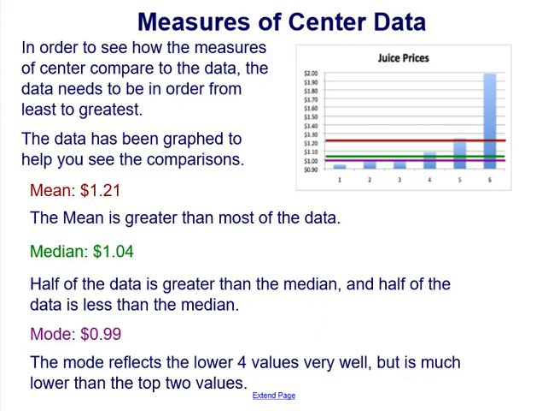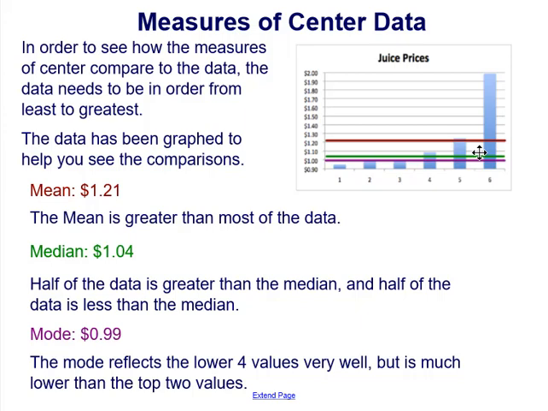So if you add up all the data points and then divide by how many there are, we get a mean of $1.21. And $1.21 is greater than most of the data. As you can see here, our red line on the graph is higher than 4 out of the 6 values. So let's see what the others might be like.